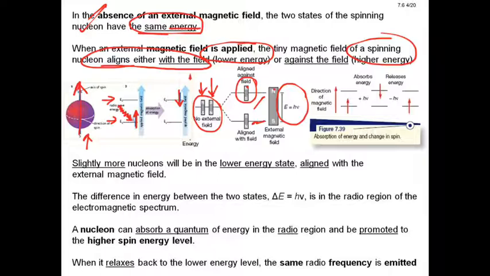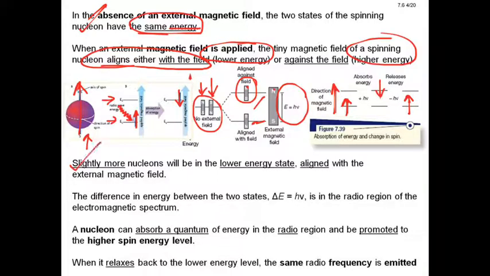Hope so. So here's the direction of the magnetic field. There is the lower state, and there is the higher state. And then when the energy is released again, and he thinks, I'm sick of this, I want to go back home, he releases that energy and he goes back to his normal state again. Okay, the lower energy state.